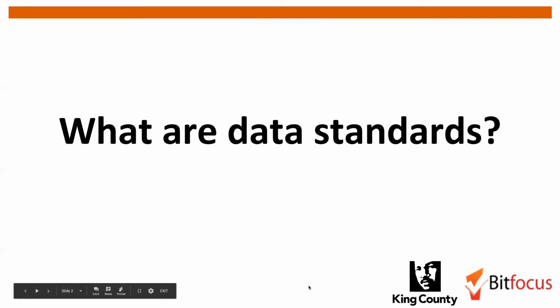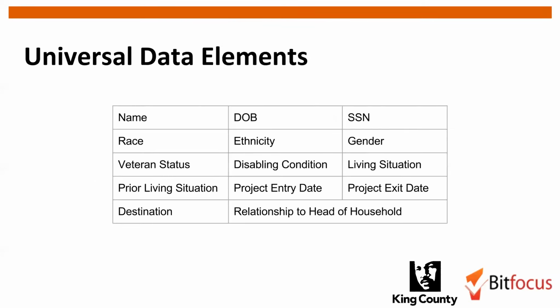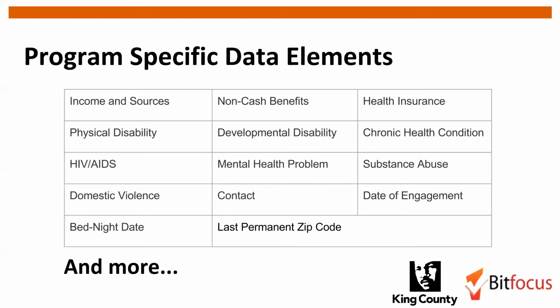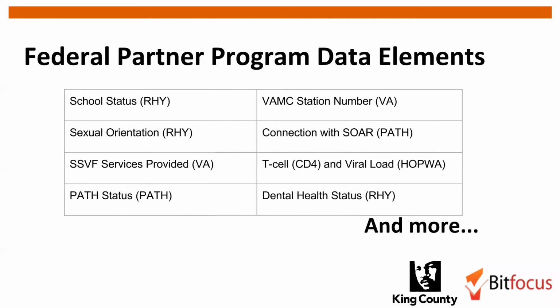First of all, what are data standards? Data standards are all of the data elements that we collect in HMIS as part of our program enrollments, services, and exits. These include the universal data elements that you see on the screen, which are collected by all programs in HMIS; the program-specific data elements, some of which are listed here, which are commonly collected by programs participating in HMIS; and then our federal partner program data elements as well. This is just a short list of some of the elements that our federal partners ask us to collect in HMIS for programs that are funded by these partners.